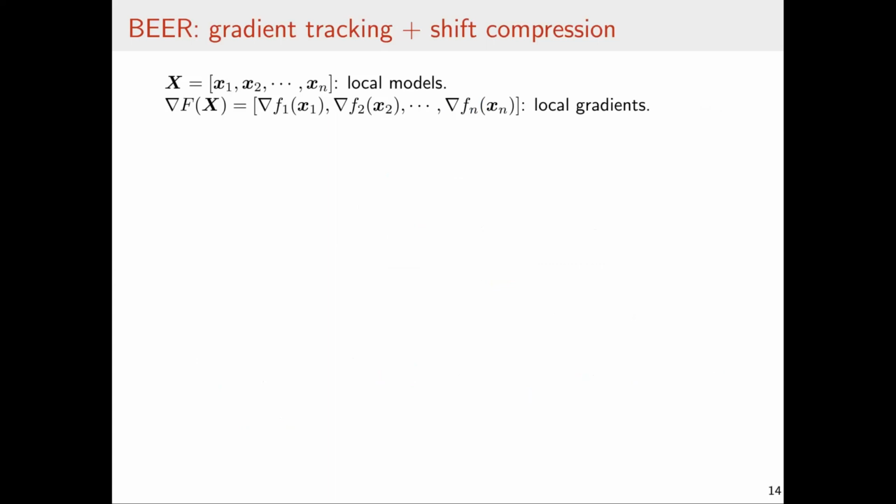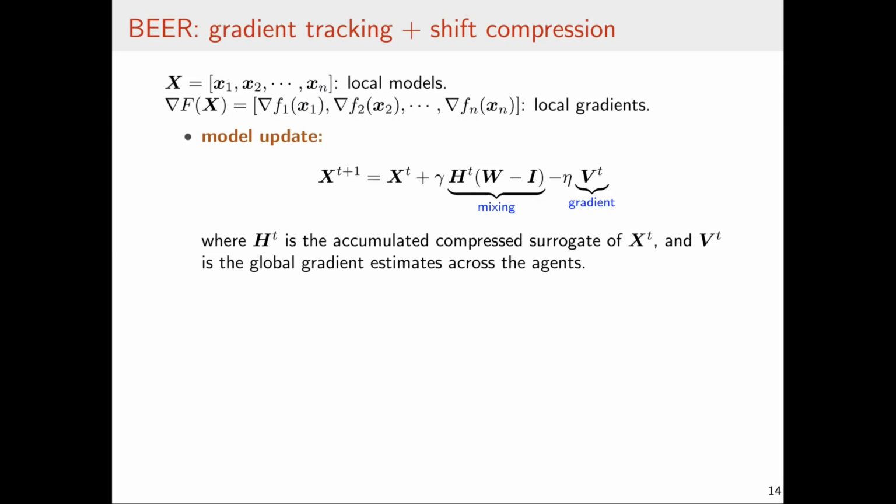So now with the introduction of this gradient tracking idea, and also the shift compression we mentioned before, we can formally introduce this BEER algorithm. To make the notation concise and simple, we are going to use matrix notation that collects all the local models x_i as columns of this matrix. So this matrix X basically collects all the local models across different clients. And we are going to use the notation gradient capital F(X), where each column contains the local gradients evaluated at local models.